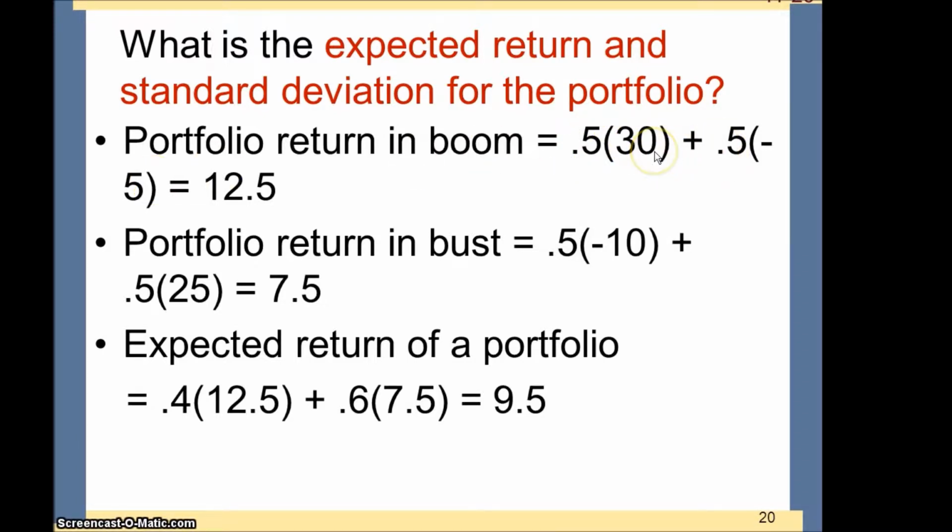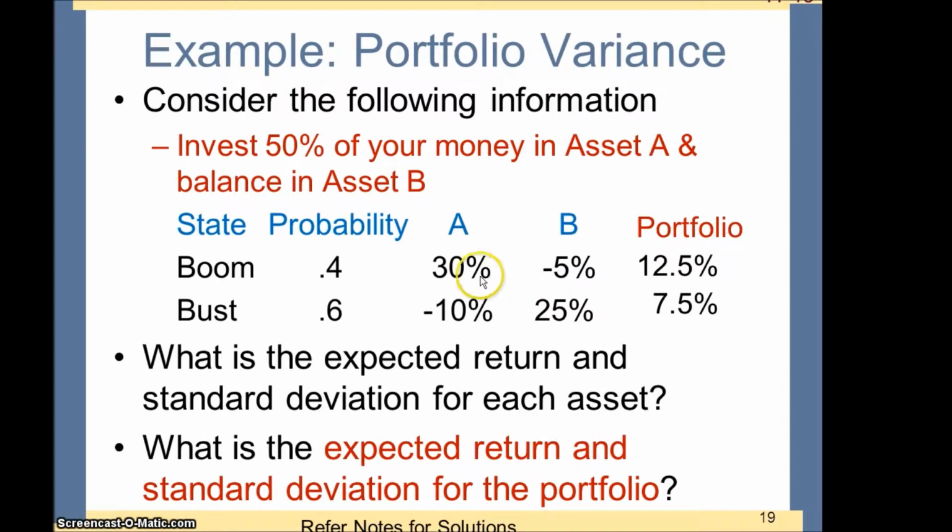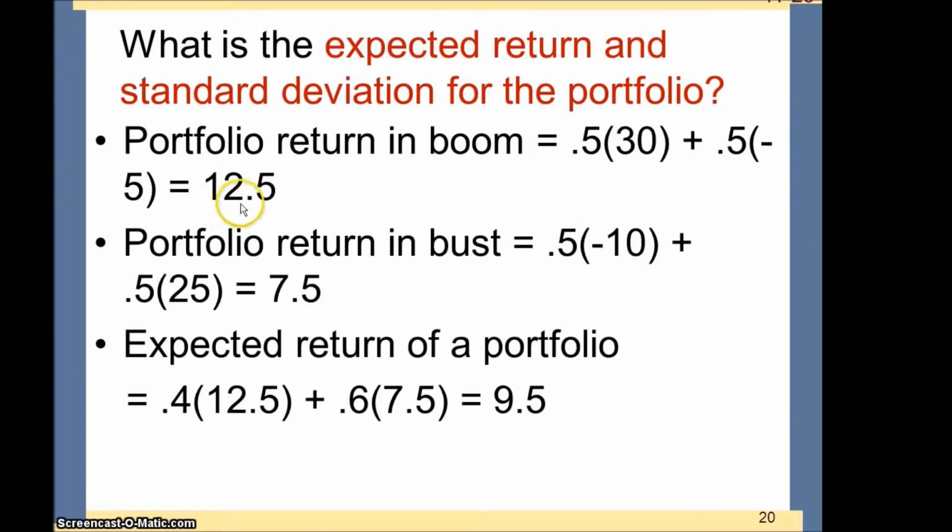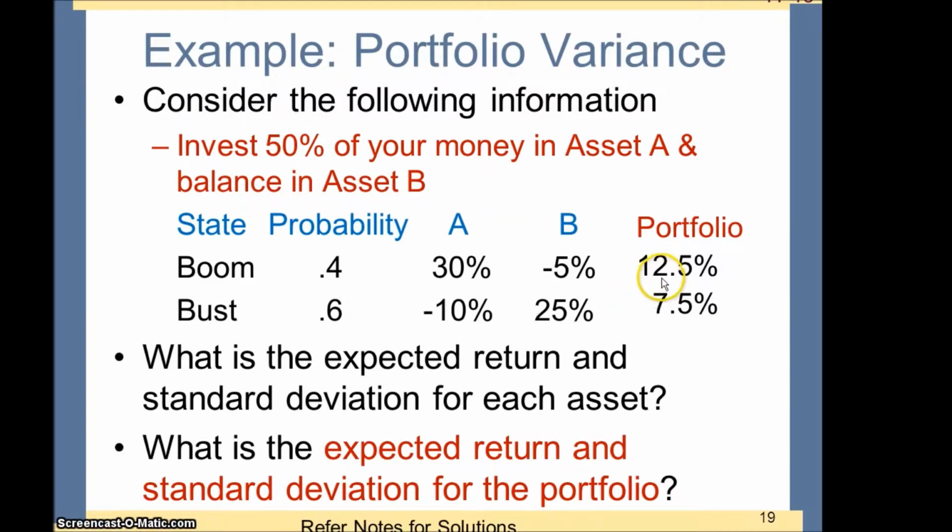So what about 30%? Where do you get this 30%? Now we spend 50% of our money in stock A, so for stock A you receive 30%. That's the individual return of stock A, and the individual return of stock B. So 0.5 times 30% plus 0.5 times negative 5%, right? You get 12.5%. That is the portfolio return. So that's what you can see here, 12.5% for the portfolio if the state is boom.